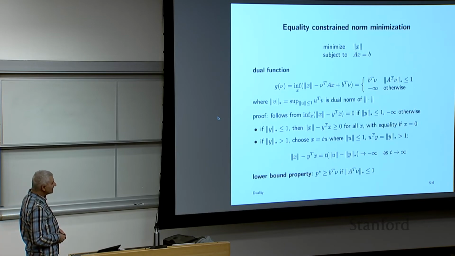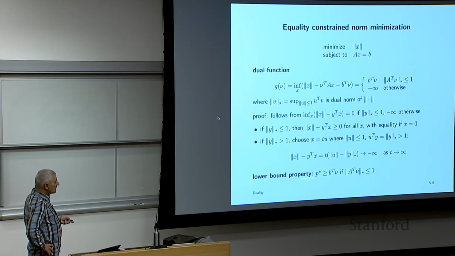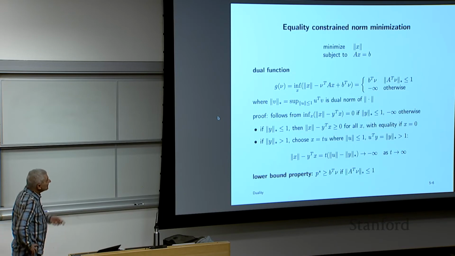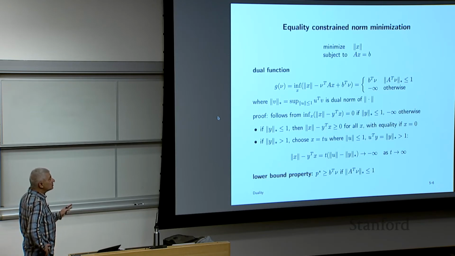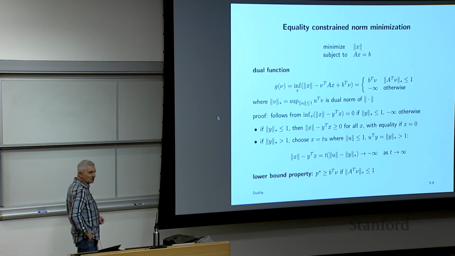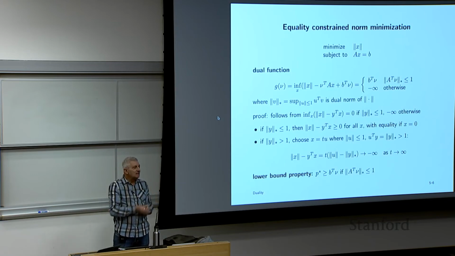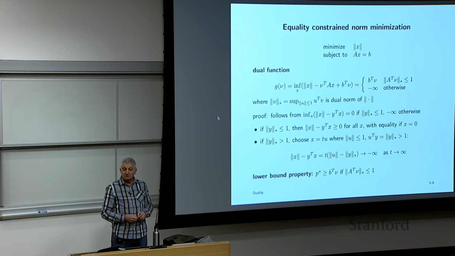Then it says this. You want to solve this problem? Then here's a lower bound. It says a lower bound is B transpose nu for any nu that satisfies this, in the dual norm. So let's suppose this is a minimum fuel trajectory generation problem, and you want to take a satellite from where it is to where it is supposed to be, and you want to use minimum fuel. This would probably be something like an L1 norm, okay?